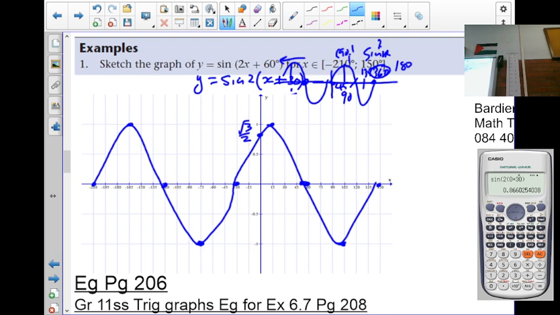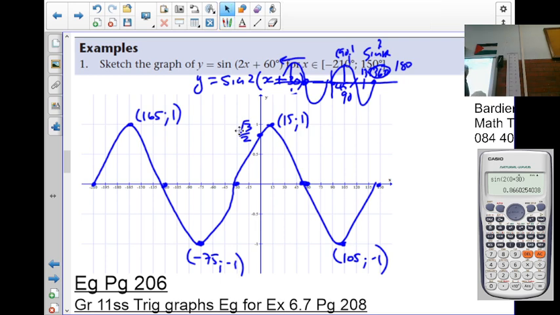Okay, since these are turning points here, I write that in. So it's going to be 15 degrees and 1. This is 105 and minus 1. So this is negative 75 and minus 1. This is 165. Okay. There's that graph. But we also see that this can actually be done with a calculator as well.